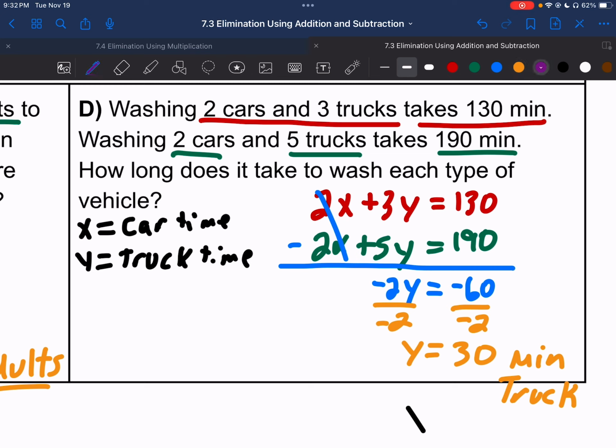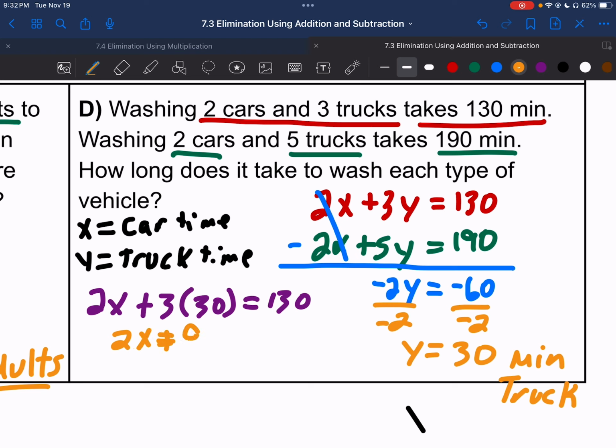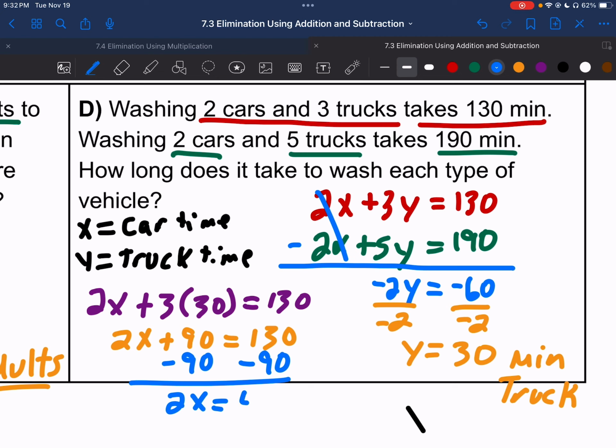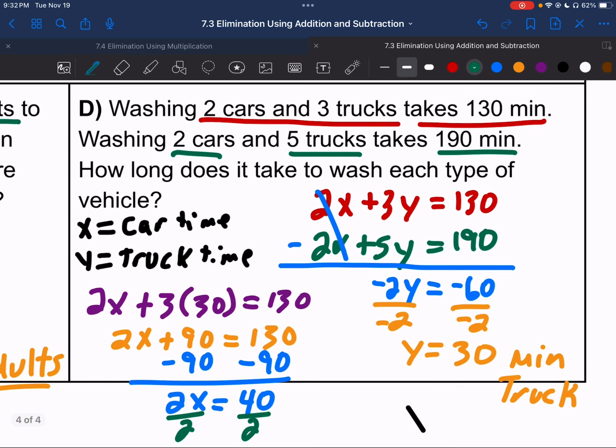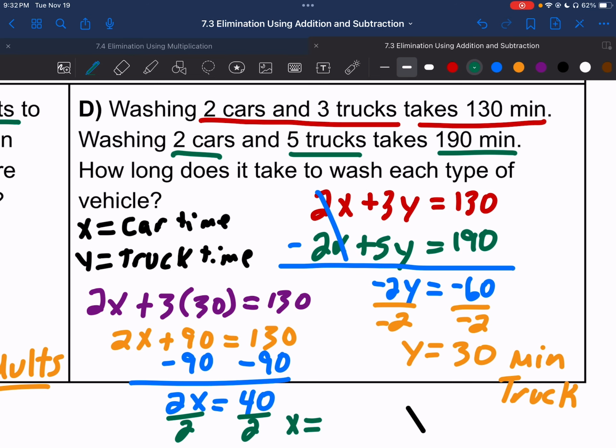Now, if we go ahead and solve one of these equations, I'll take the first equation. 2x plus 3 times 30 equals 130. We multiply 3 times 30. 2x plus 90. Let me rewrite that. 2x plus 90 is equal to 130. So now we're going to subtract the 90 from both sides. So essentially we're taking away the time that was spent washing the trucks to get the total time spent washing the cars, which was 40 minutes. And then we're going to divide that by the 2 cars that we washed. And we're going to get that our time washing cars is 20 minutes.